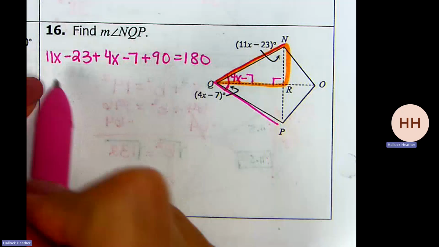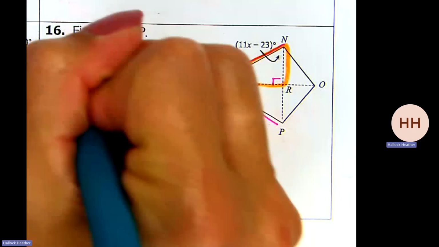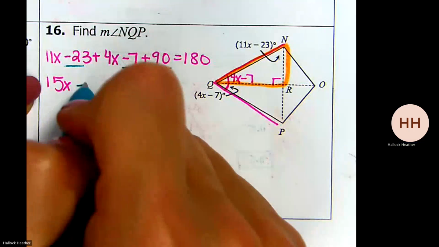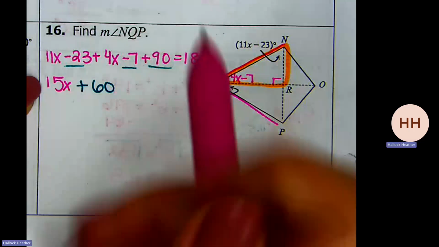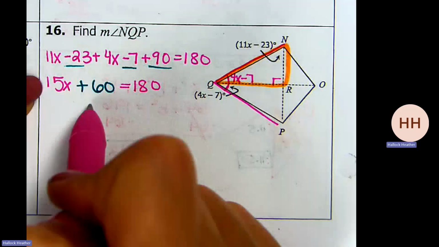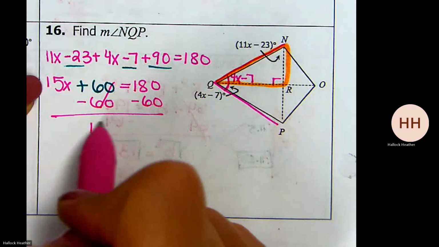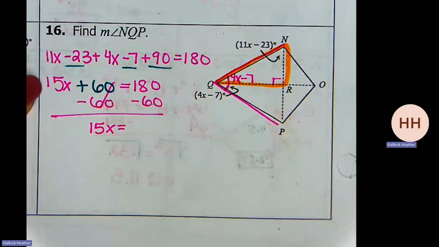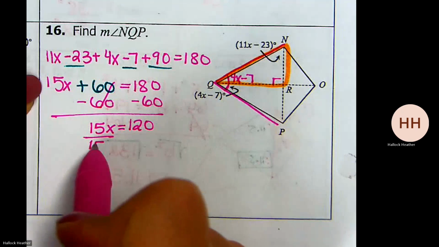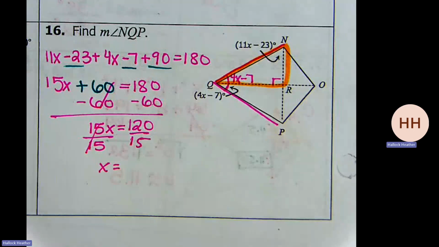So if I combine like terms, 11 plus 4 is 15x. Negative 23, negative 7 makes negative 30. Plus 90 is 60. Equals 180. So I'm going to minus 60 and divide to both sides. 15x equals 120. If I divide by 15, what do I get for x?